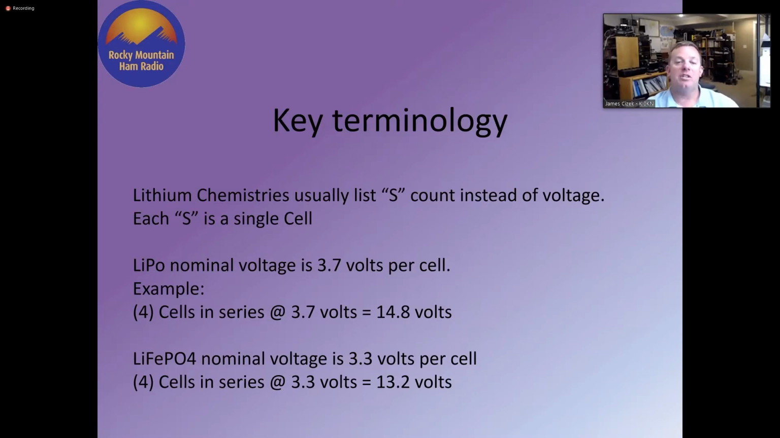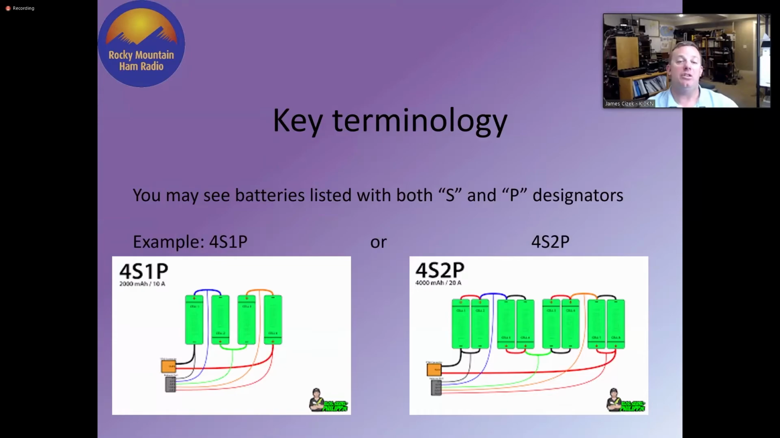Now, I said the S was for cell. You may see P too, right? So S is series, P is parallel. And this is how they would be wired. You'll see the heavy leads connecting the batteries in series, each of the tabs of the battery together, with the power connector being the orange one in this case. And the little gray one at the bottom is the balance connector.